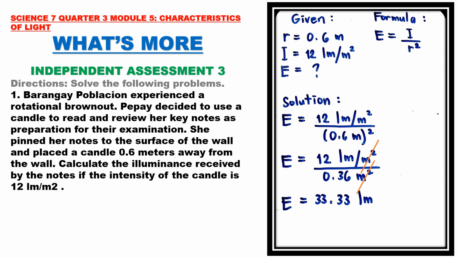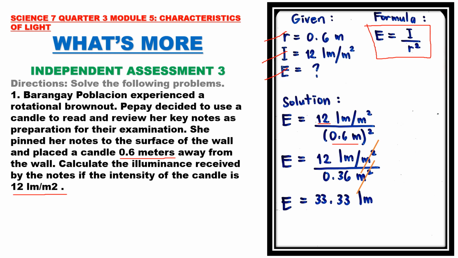So to solve for this problem, let us first identify the given, 0.6 meters and 12 lumen per meter squared. So, yung given natin ay 0.6 meters and that is the distance of the source. 12 lumen per meter square is your intensity. Ang nawawala natin ay illuminance, unknown. So to solve for illuminance, let us use the formula E equals I divided by R squared. So substitute lang natin. The intensity is 12 lumen per meter squared. The distance of the source is 0.6 meter.